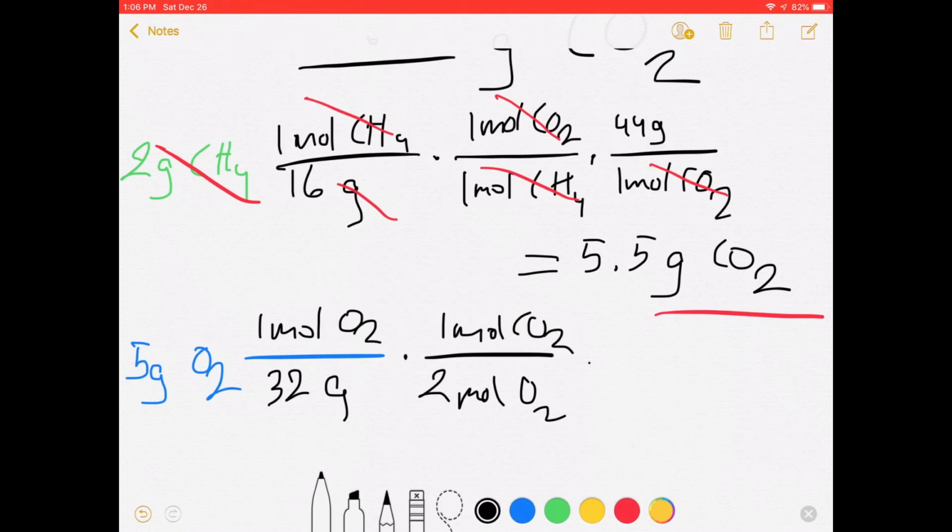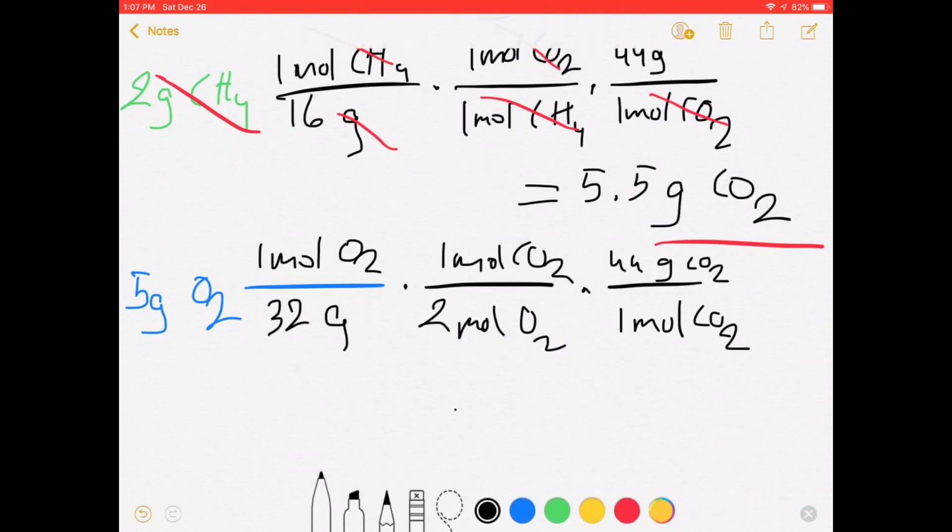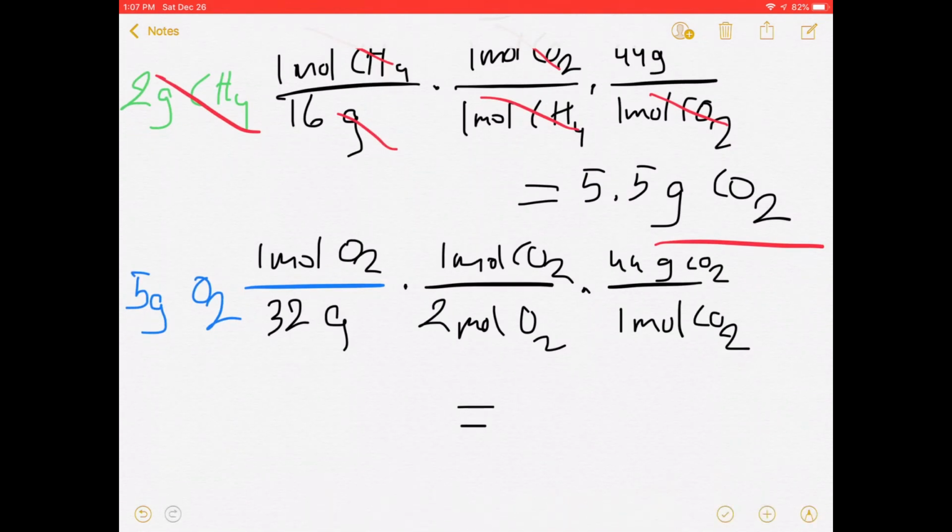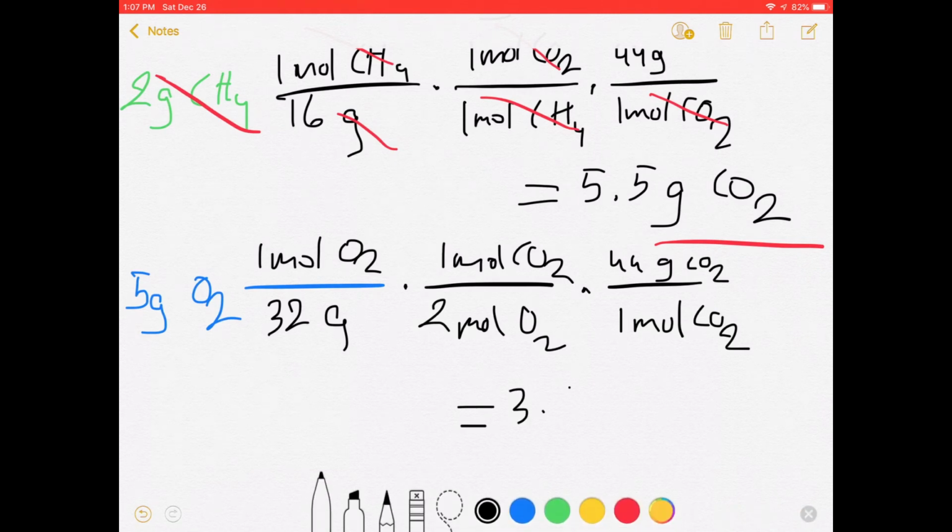And now we need to go from moles of CO2 into grams of CO2. As I wrote in the previous problem, for every 1 mole of CO2, you get 44 grams of CO2. Now let's run the calculation. We need to do 5 times 44, and then divide that by 32 times 2. Now what that gets you is 3.4375 grams of CO2.